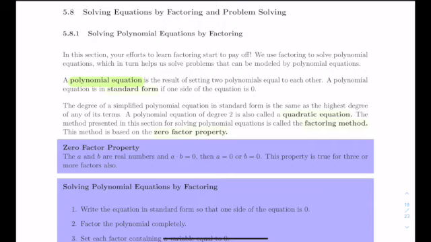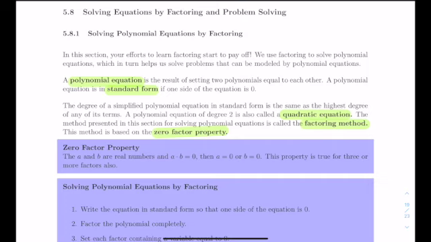A polynomial equation is in standard form if one side of the equation is 0. The degree of a simplified polynomial equation in standard form is the same as the highest degree of any of its terms. A polynomial equation of degree 2 is also called a quadratic equation. The method presented in this section for solving polynomial equations is called the factoring method. This method is based on the zero factor property.